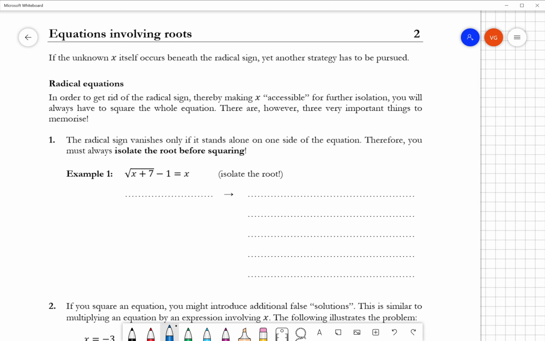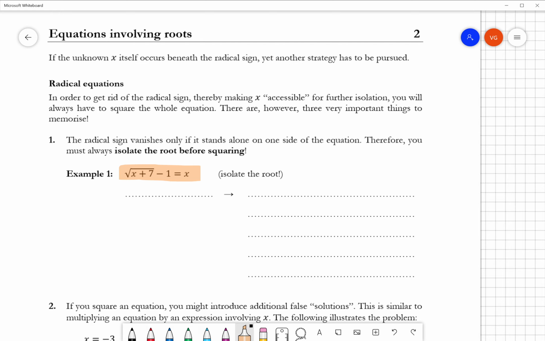Some new theory about radical equations. A radical equation is an equation where x appears underneath the radical sign, as the one given here in example 1. Now, in order to get to the x underneath the radical sign, we need to square, we need to get rid of the root. So we will always square.